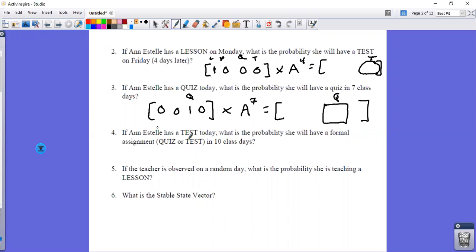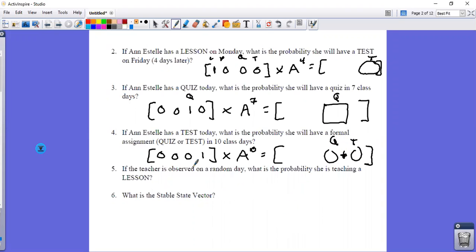I'm not going to put all of these into the matrix calculator because I think you guys can do that. If Anastelle has a test today, that would be 0, 0, 0, 1 times the transition matrix, and the question is what's the probability she has a quiz or test in 10 days, so it'd be to the 10th power. And then for quiz or test, you would take the quiz and the test probabilities and add those two together. Whatever those two are, you just take the sum of them.